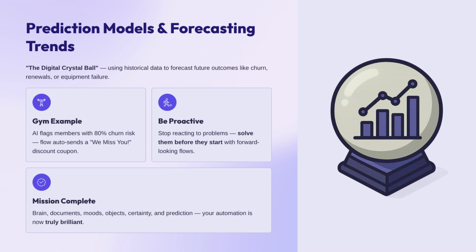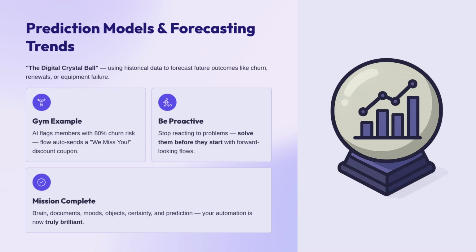Imagine a dummy example of a local gym. You have a flow that runs every Monday. It looks at how many times each member visited last month. The AI builder prediction model says, aha, this person hasn't visited in 3 weeks. There is an 80% chance they will cancel their membership. The flow then automatically sends them a "We miss you" discount coupon to keep them from leaving.